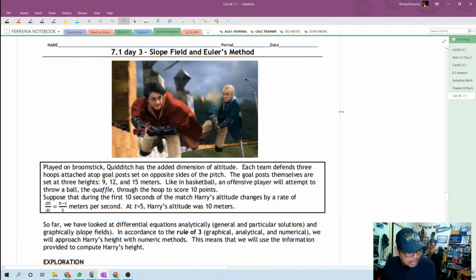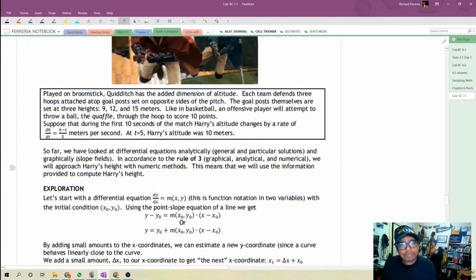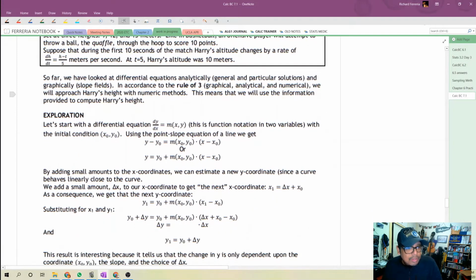Okay, so far we have looked at differential equations analytically, general and particular solutions, and graphically with the slope field. And in accordance to that rule of 3, I don't know if people still remember that, but the rule of 3 means looking at a problem graphically, analytically, and numerically. We're going to be approaching Harry's height with numerical methods. And of course, this means that we're going to be using the information provided to compute Harry's height. So let's start with this differential equation.